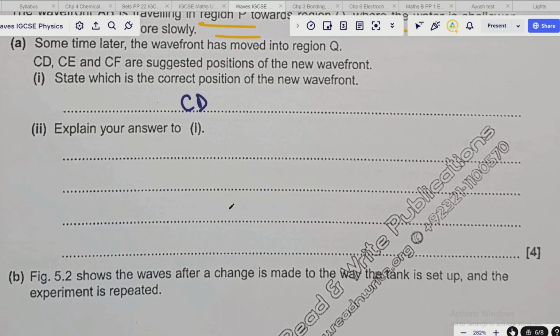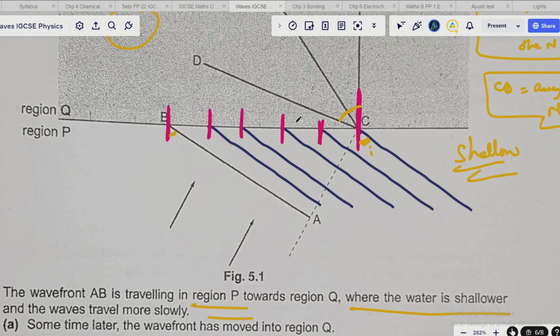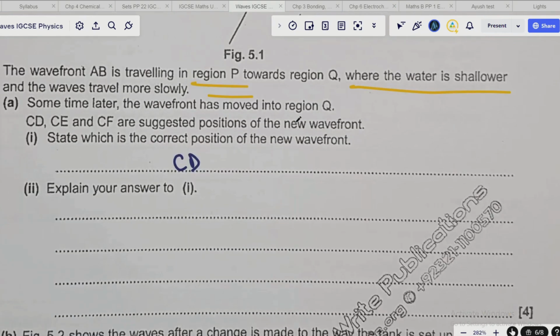Explain your answer. How will we explain it? What will we write? You have to just explain. Look, you have to simply explain why this direction that is shown in the paper, what is causing this direction. You have to tell them what happens to the wavefronts. The first thing that you need to tell them is that whenever we go from one region to another region, what would happen? The wavefront will bend, it will refract.